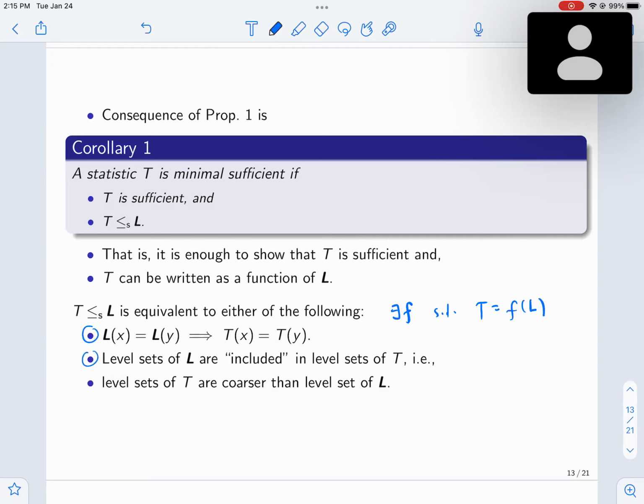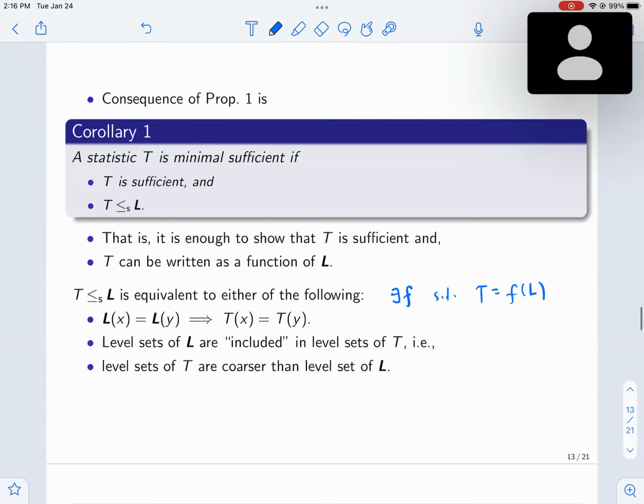So that statement is equivalent to saying that if I apply L to two data points X and Y, and the values of L on these two data points are equal, then T should assign the same values to X and Y. So if this implication holds for every X and Y, it's a conditional statement: whenever this holds, the other one has to hold. If you think a little bit about this, this is equivalent to there exists a function.